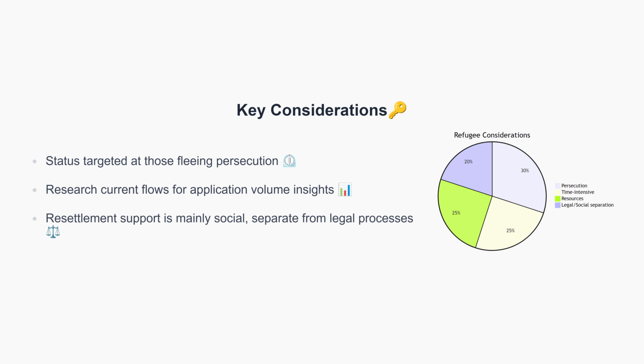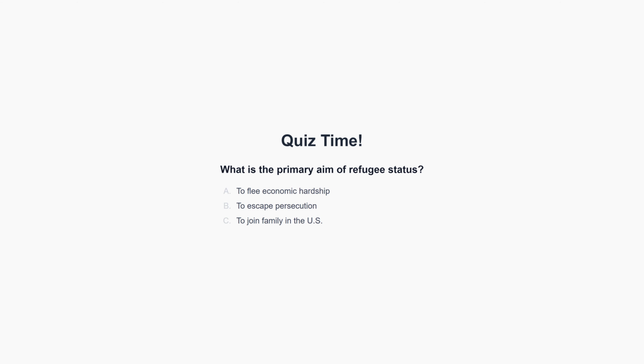Refugee status is primarily aimed at those fleeing persecution in their home country. The process of resettlement can be time-consuming and complex. To deepen your understanding, we recommend researching current refugee flows to discern the volume of applications and how resources are allocated. Importantly, refugee support provided during resettlement by the agencies falls under social assistance, which is separate from any ongoing legal processes. Let's pause for a quick quiz.